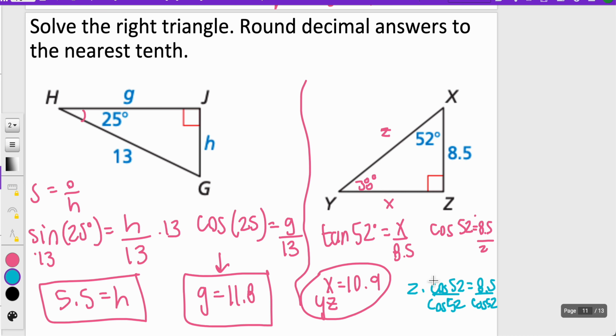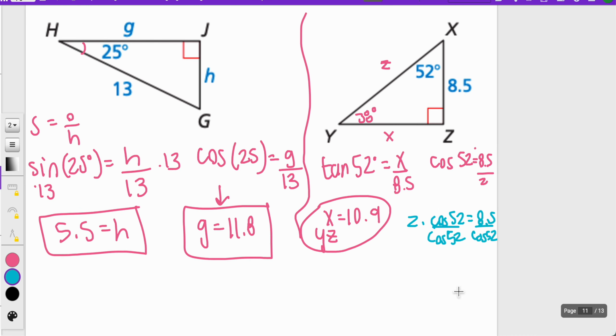So this is where you just have to be cautious with how you're calculating this. I always like to find cosine of 52 first. So that's going to give me 0.61566. And then I'm going to put 8.5 on the top and divide that. So 8.5 divided by 0.61566, and I'm going to get about 13.8. So XY is equal to 13.8.